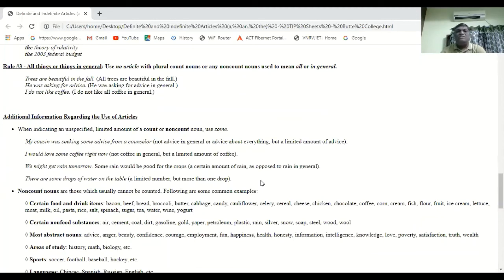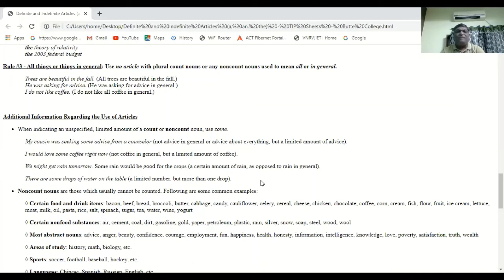use no article with plural count nouns. For example, trees are beautiful in the fall. Fall means fall season, autumn season. He was asking for advice. He was asking for advice in general. You are not using "the advice" because he is not talking about anything in particular.